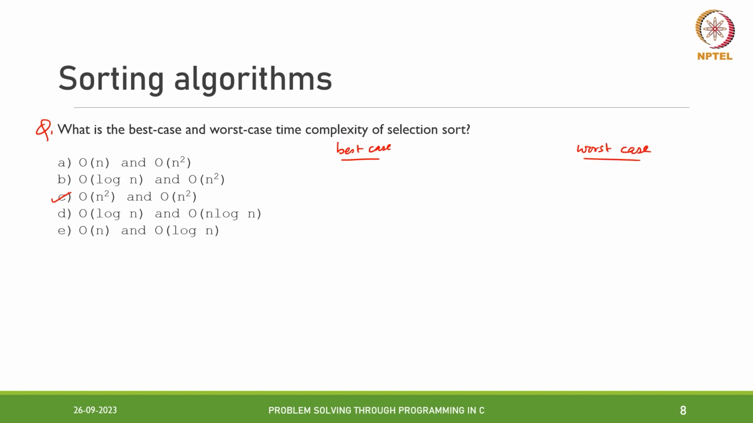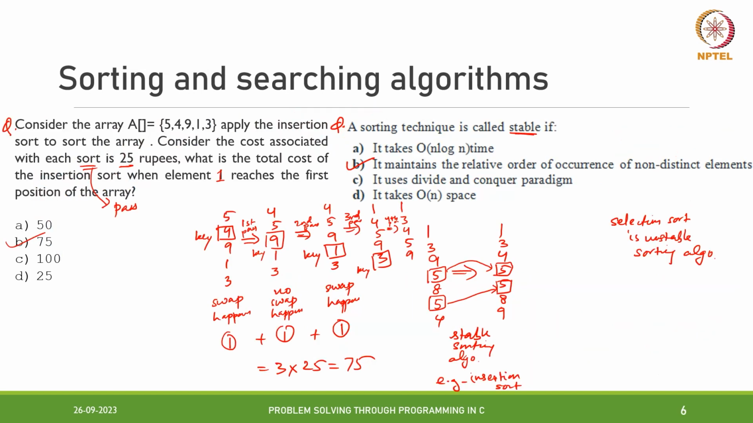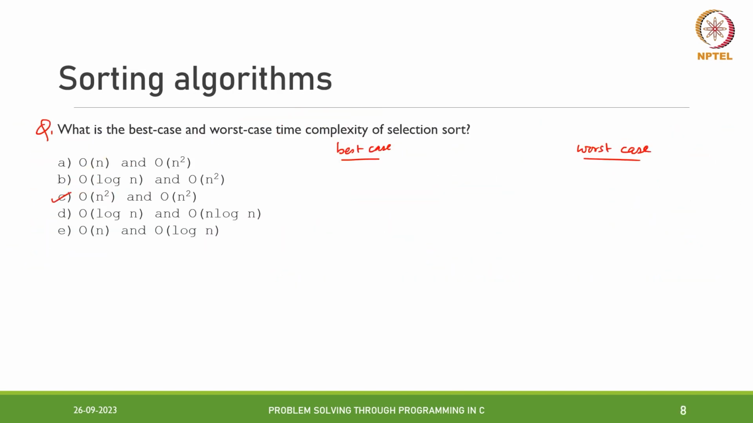Okay, so let's say I take this array 5 4 9 1 3. The best case would be 1 3 4 5 9, right? This is the best case. I'm taking the assumption that I want to sort in ascending order. And the worst case would be if I am given this input.